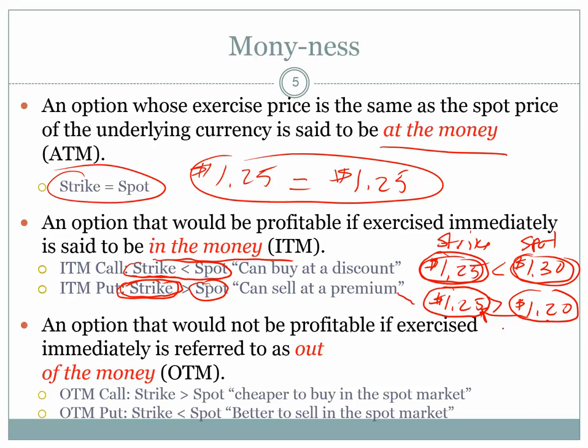So this is an in-the-money put. Out-of-the-money options are the opposite of in-the-money. Those are options which you would never exercise, because if you did, you'd lose money, right? Why would I exercise a call to buy an asset at above market prices, or why would I exercise a put to sell an asset at below market prices?